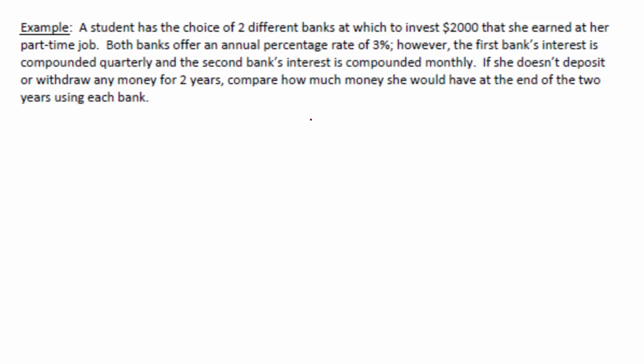We've got these two possible accounts. We've got the one where the interest monster is going to show up quarterly, and the second account is going to be where the interest monster shows up monthly. They both have 3%, right? But the interest monster is showing up more often in one account over the other. So really what you have here is two problems. What I need you to do is compute the first bank, which is with quarterly, and then the second bank, which is monthly.